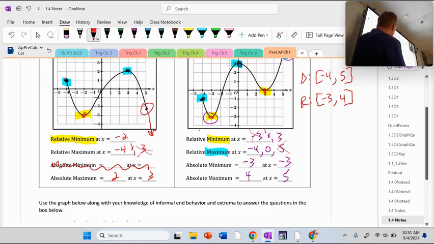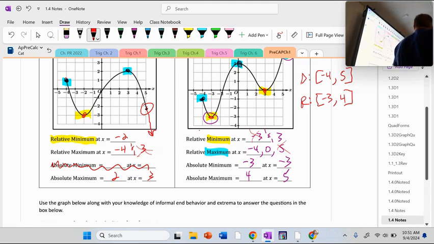No, this is an absolute max, so I wanted to take that off the list there. I just called the relative one. Now be careful on dots. That does count as a relative in this case. If this dot was higher than that dot, then this would be the absolute, but it's not.